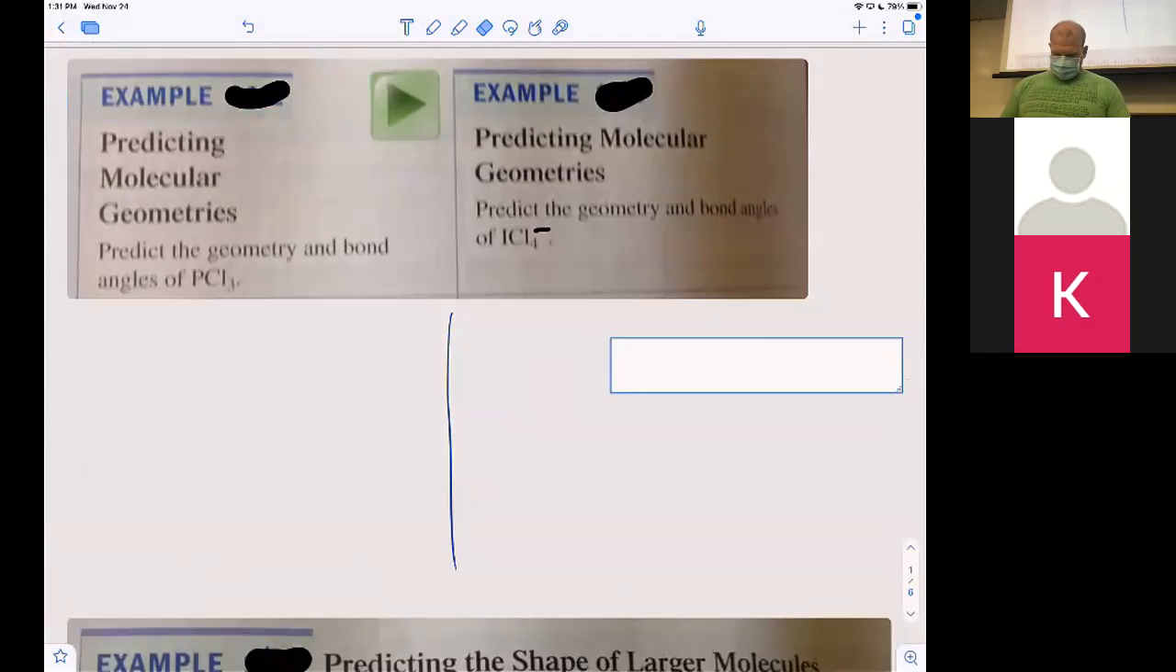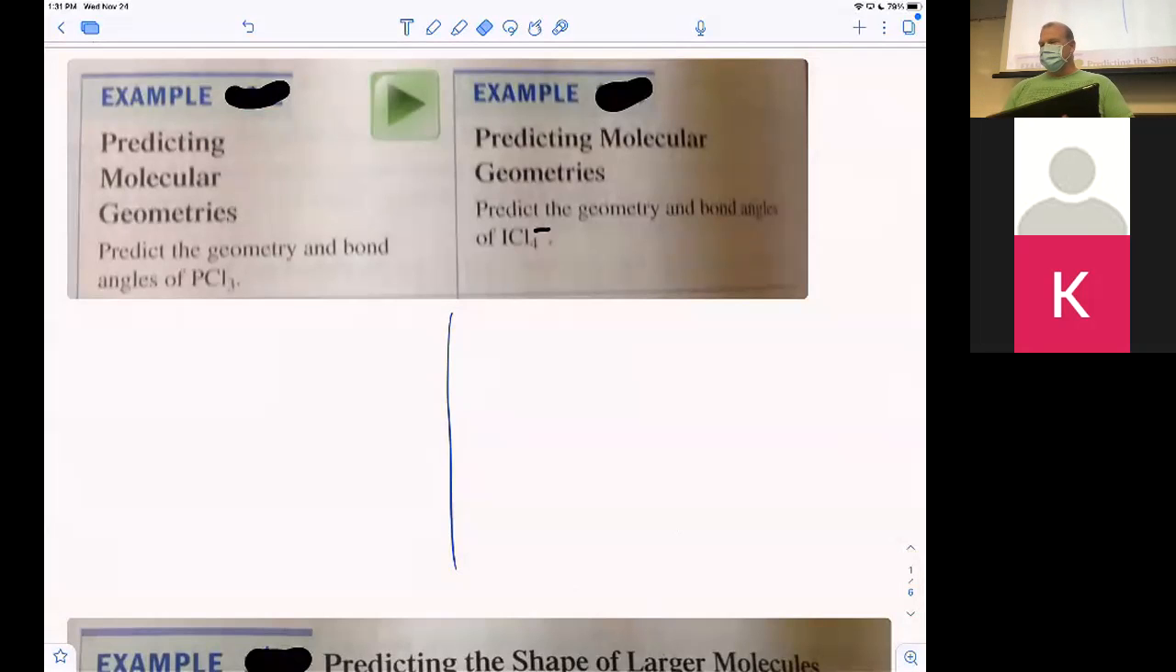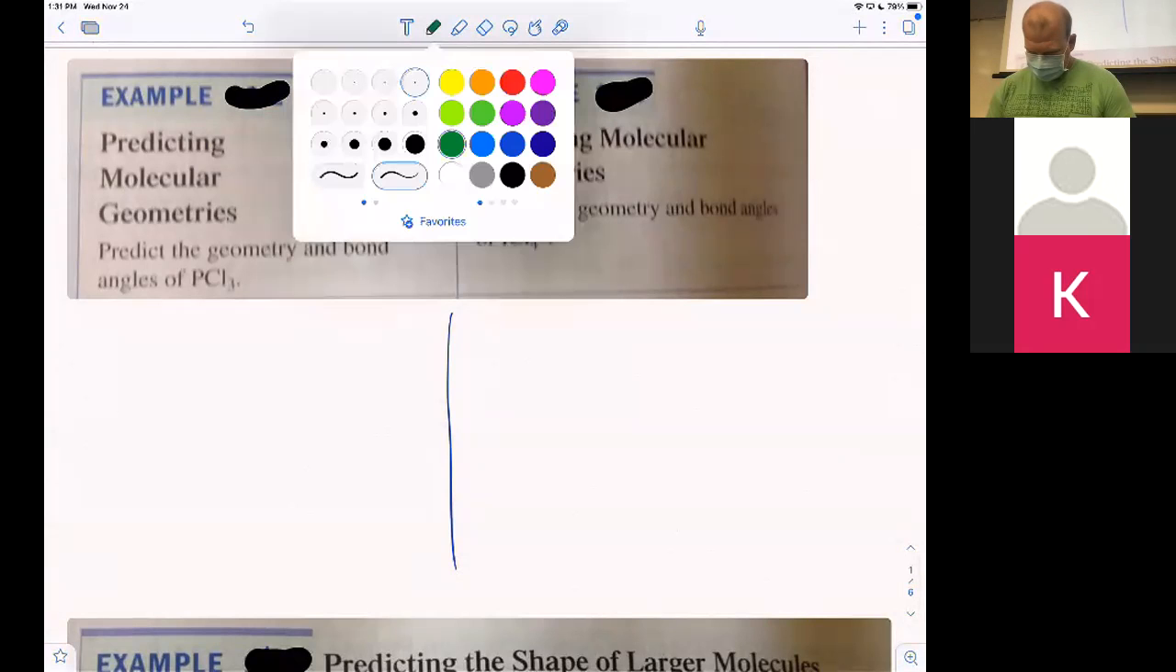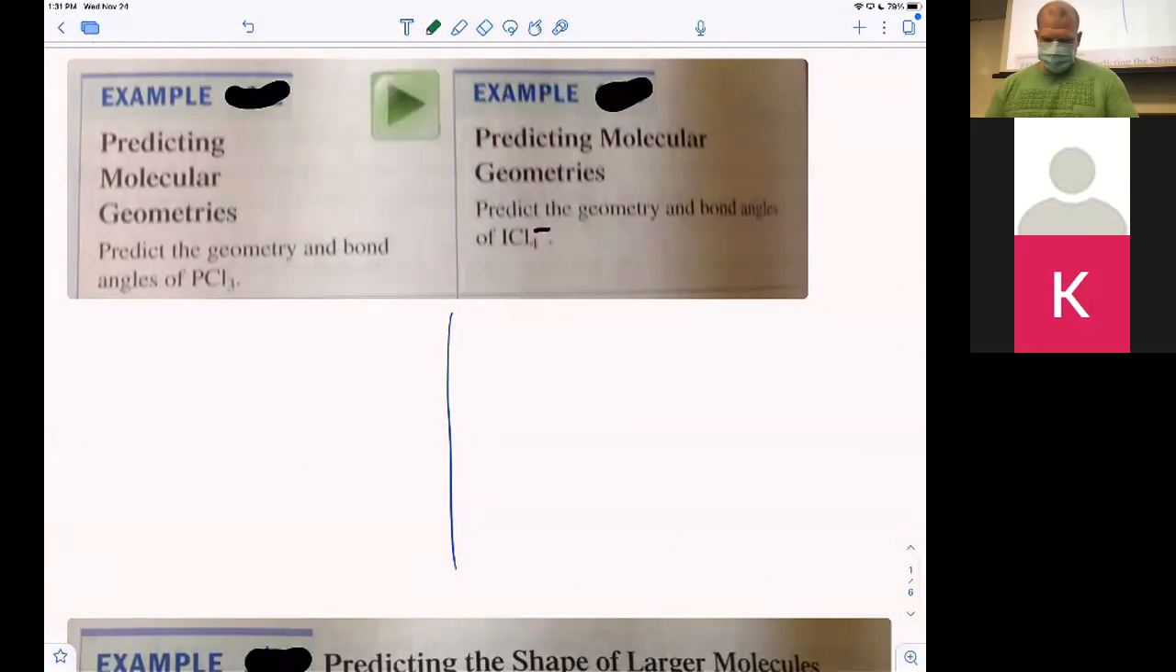All right, so where we left off, does anybody have any questions before we start? Okay, we left off talking about the VSEPR, and you like green, you said, right? I can stick with green. So you can combine this with Lewis theory. Predict the geometry and bond angles of PCl3.